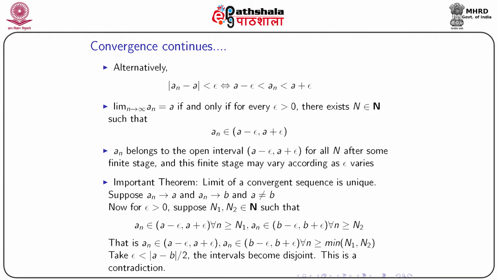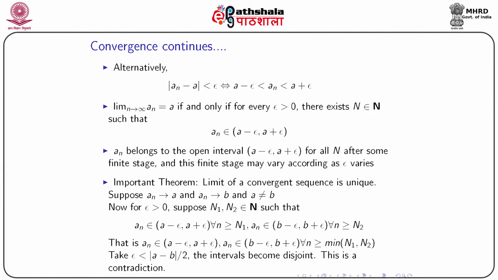Now we can define this convergence in other ways also. Alternatively speaking, we say that whenever n is greater than capital N, then mod of an minus a is less than epsilon. That means an lies between a minus epsilon and a plus epsilon. So we define it in this way: limit n tends to infinity an is equal to a if and only if for every epsilon greater than 0, there exists capital N belonging to the set of integers such that an belongs to the open interval a minus epsilon to a plus epsilon.